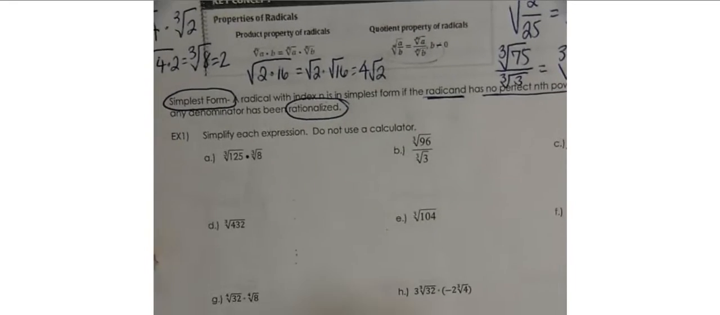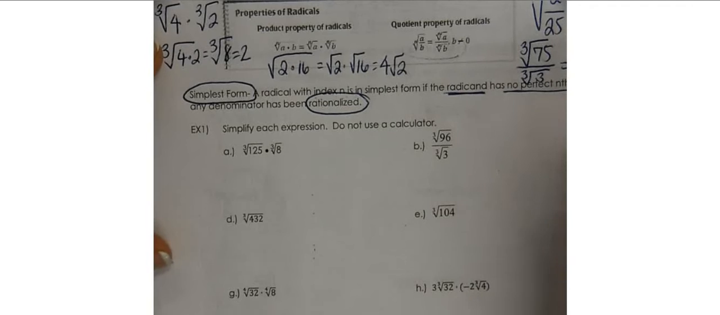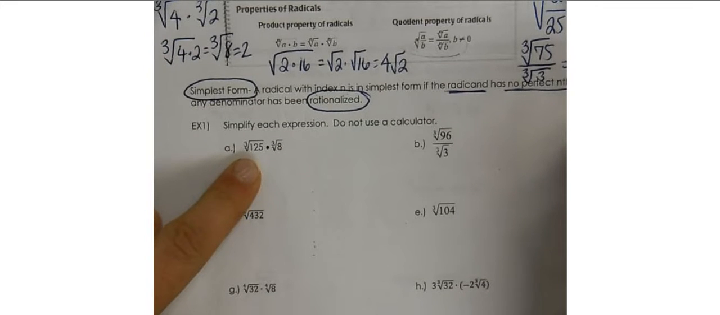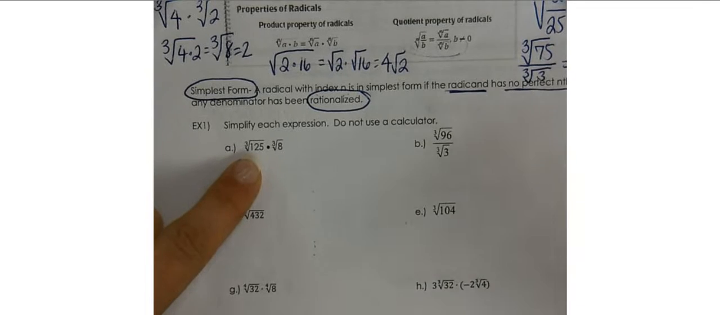So here we go. Example number 1. We're just going to analyze all of these without a calculator. The first thing that we have is the cube root of 125. Whenever I think of 125, I think of the number 5.